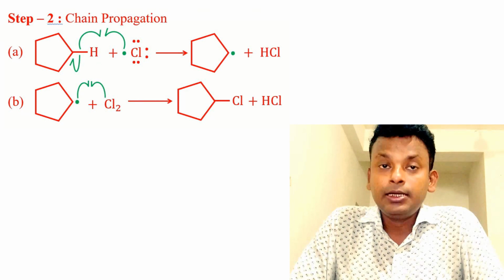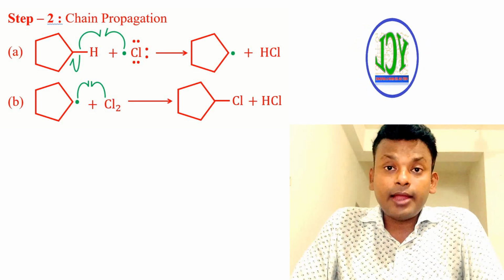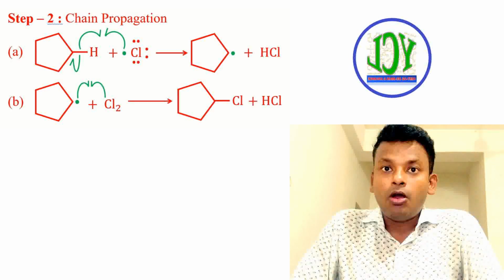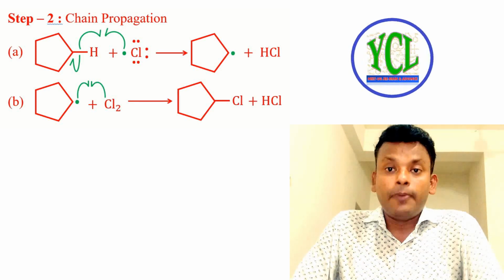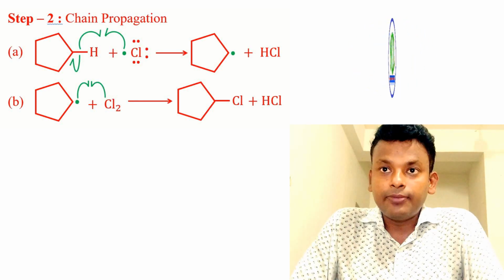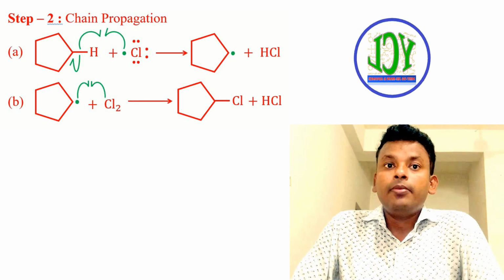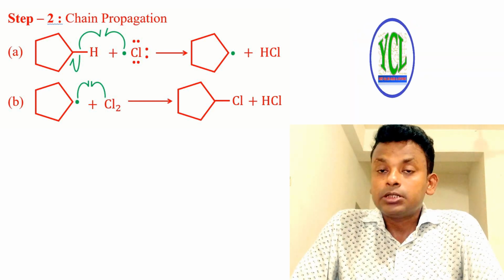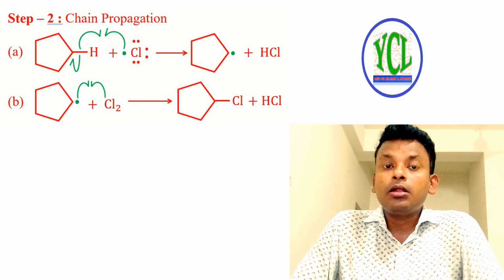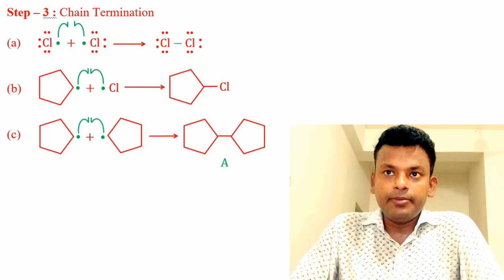Step 2, chain propagation. Here first the Cl dot, that is the chlorine radical, abstracts a hydrogen from cyclopentane to form HCl and a cyclopentyl radical, that is a carbon radical. And next, the cyclopentyl radical reacts with Cl2 to form chlorocyclopentane and Cl dot.